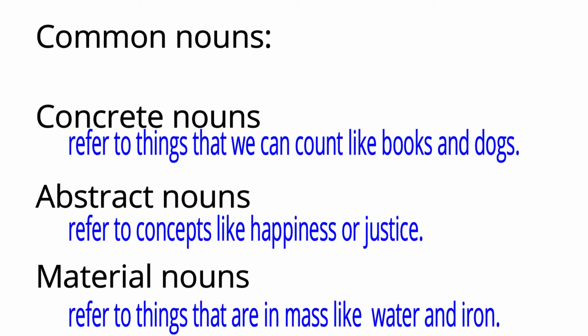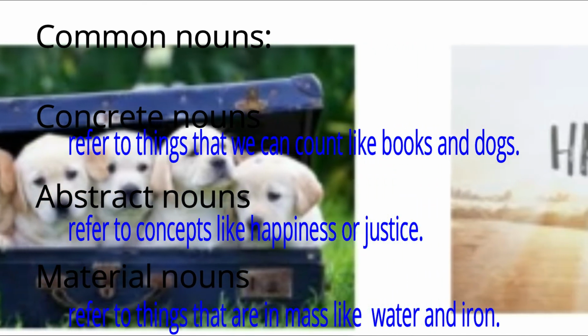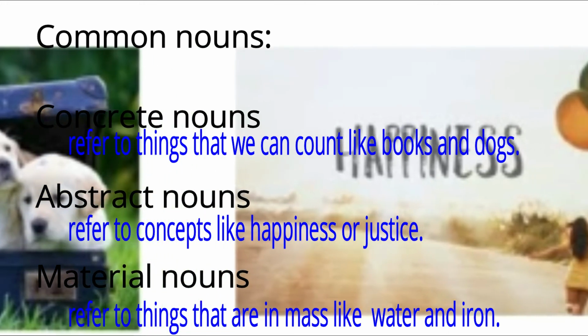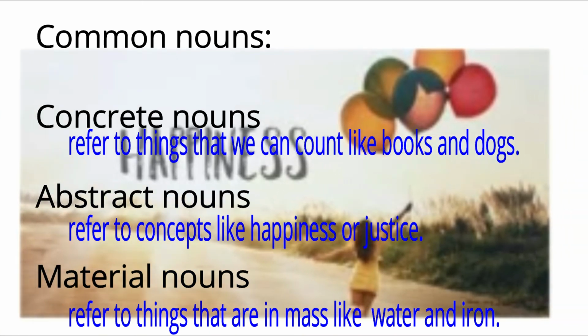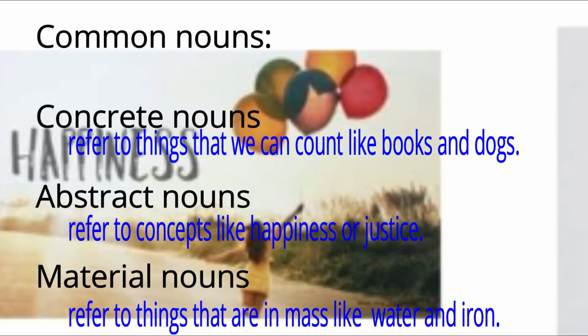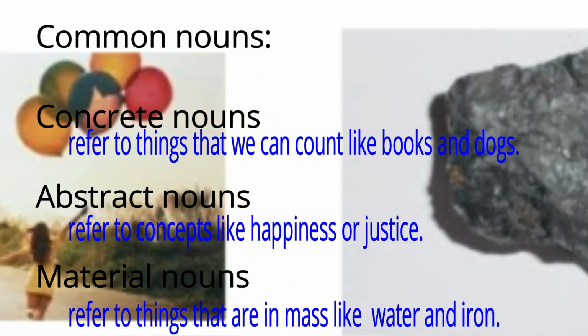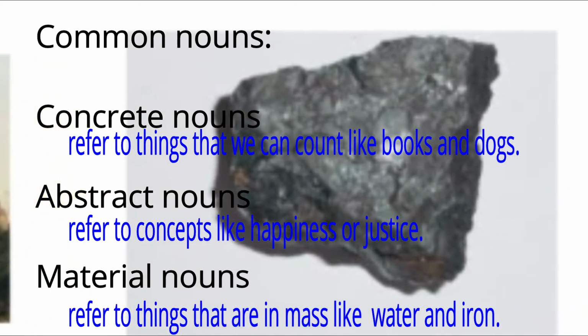Concrete nouns refer to things that we can count, like books and dogs. Abstract nouns refer to concepts like happiness or justice. And material nouns refer to things that are mass, like water and iron.